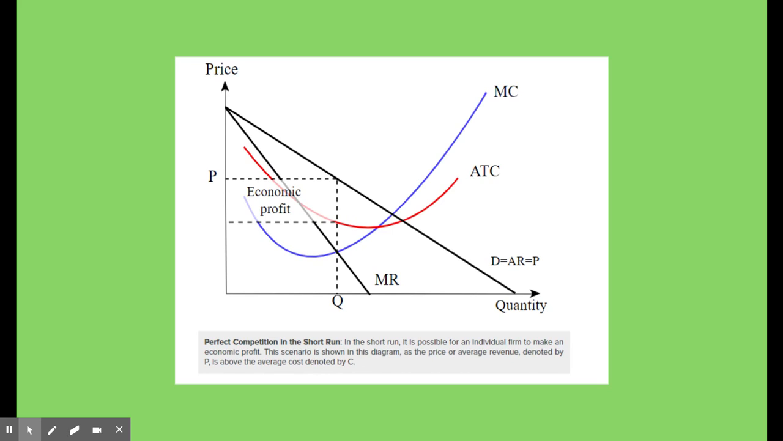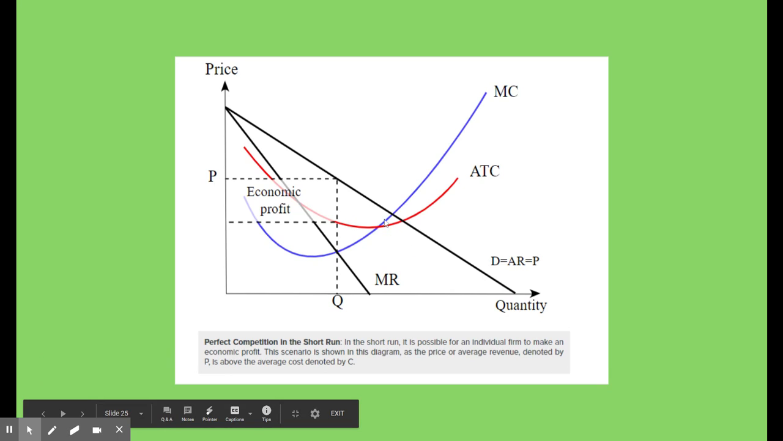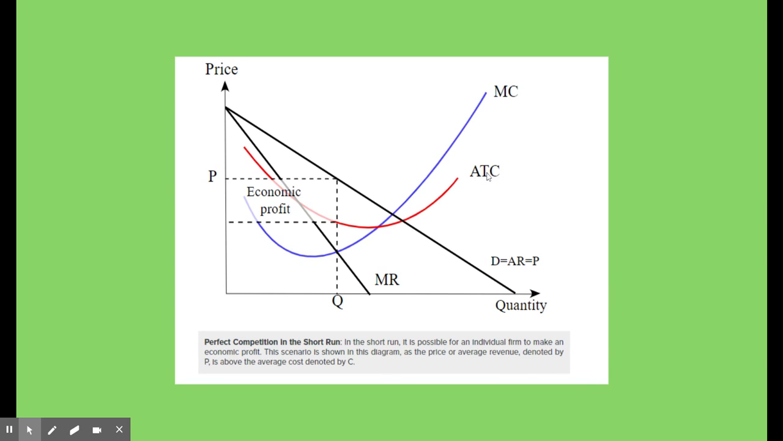In the scenario shown in this diagram, the price or average revenue denoted by P is above the average cost denoted by C. So here we can see P, which is part of demand and average revenue. This is, of course, most of the time above the average cost, which is this ATC, average total cost. And we can see throughout this range that the demand is higher, so it is above that.